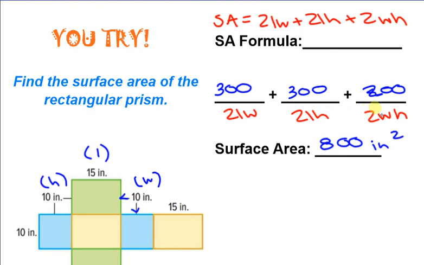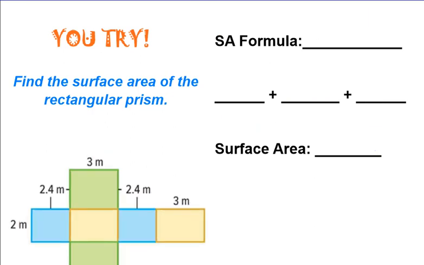It's also 300. And this is a little bit unclear, so let me fix that. Let's try that one more time as I erased part of the answer. 2 times W times H, which is going to be 2 times 10 times 10, and that's going to be 200. 200 plus 300 plus 300 is going to be 800 inches squared. All right, you go ahead and try this next one here. Make sure that you label the net with an L, a W, and an H.